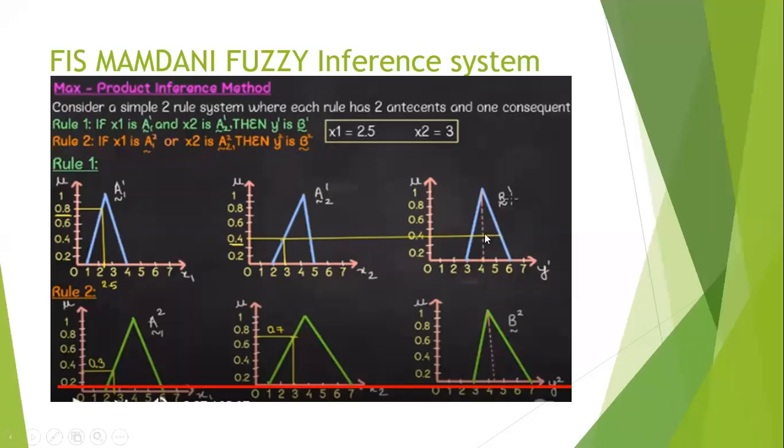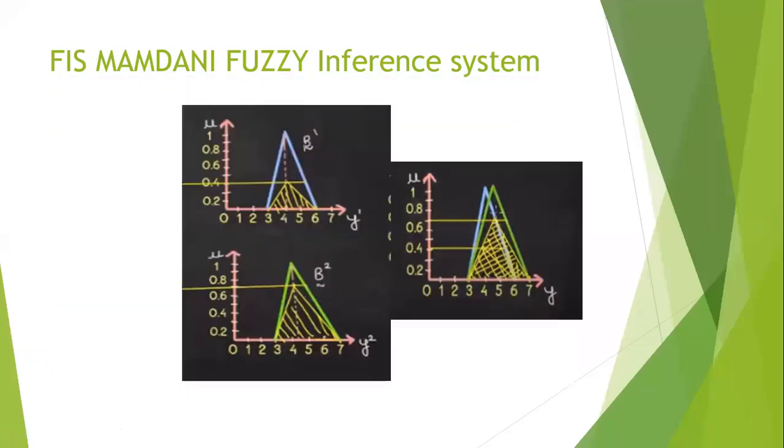So here again your first rule is using the AND operator. So you need to consider the minimum of both the membership function values. 0.8, 0.4, among these two the minimum value is 0.4. So you are scaling down this triangle to 0.4, reducing the height of your triangle to 0.4. So this shaded region, the yellow lines region, is your B1 output for the first rule.